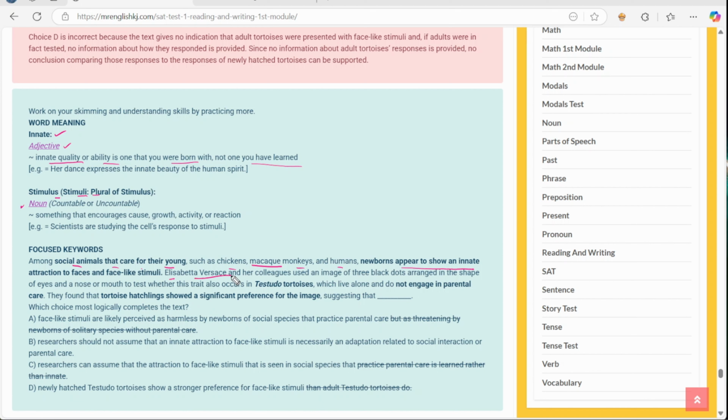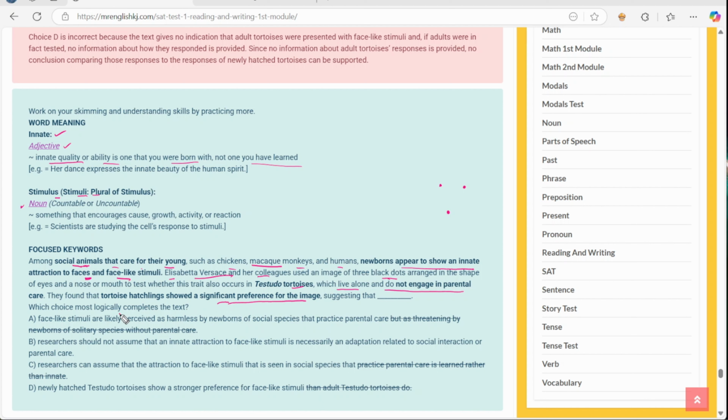What they did was research using three dots to create a face. Okay, and that they used for these tortoises, which live alone and do not engage in parental care. Meaning to say, these tortoises live alone. They don't do parental care like these social animals. Okay. What they found is that tortoise hatchlings, the newborn tortoises, were preferring, were getting attracted towards that image.